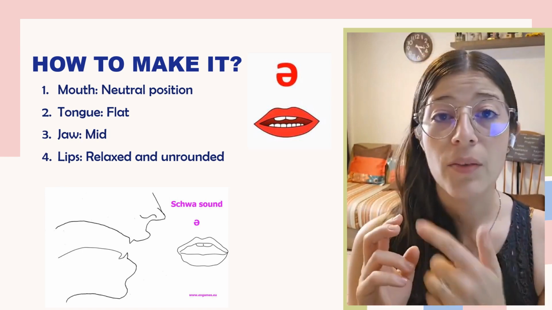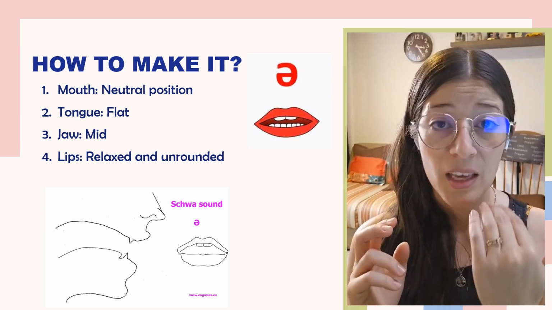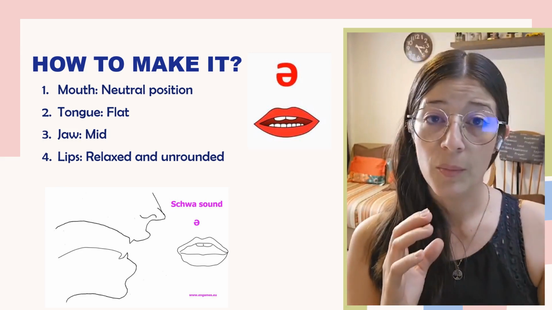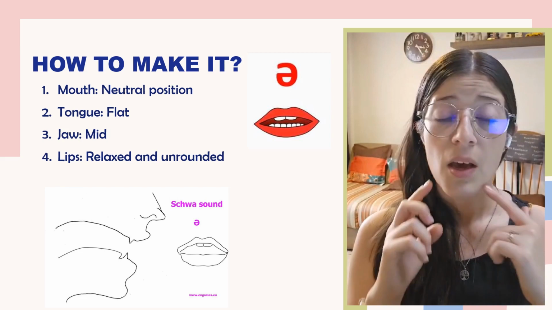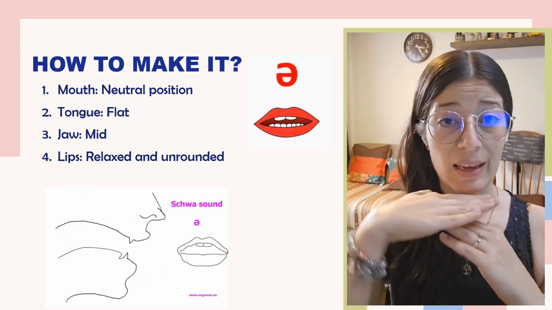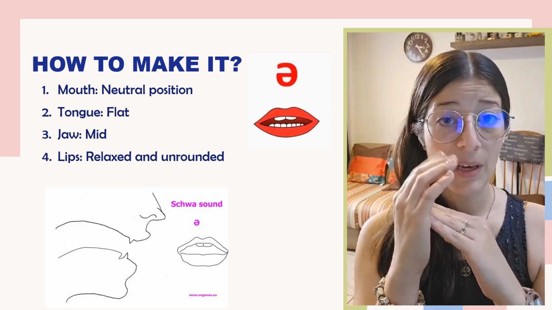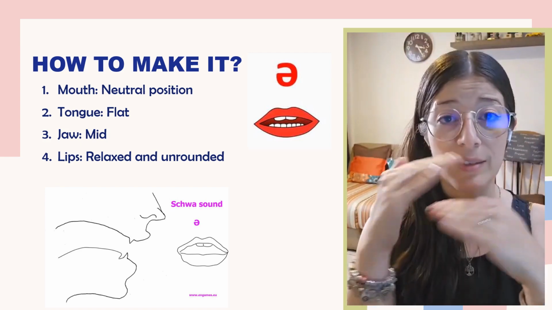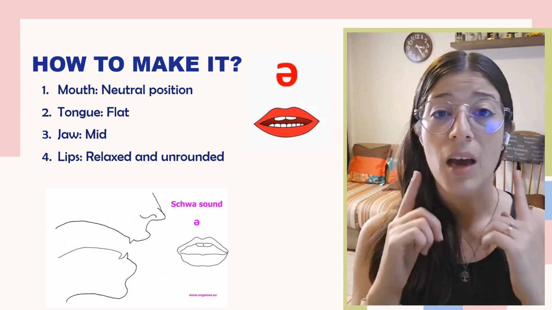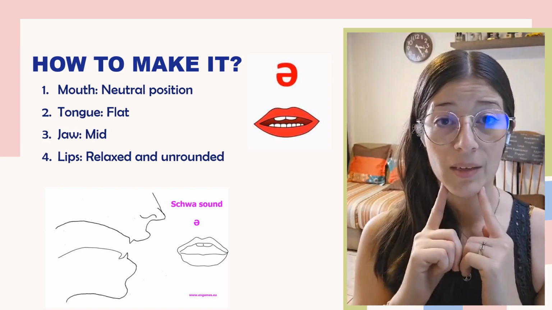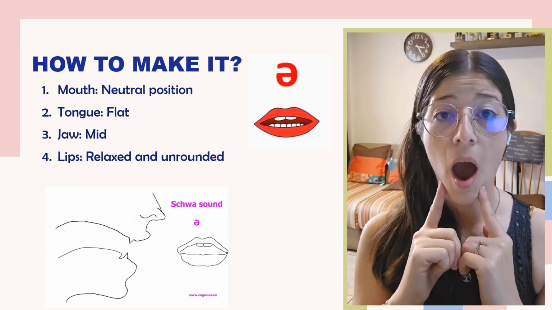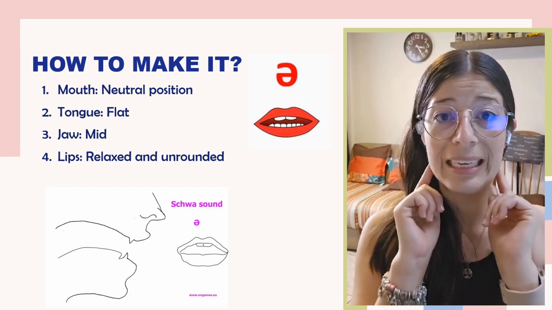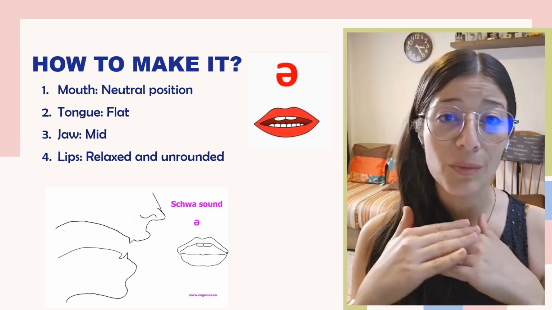Then we have the position of the tongue. Here our tongue is going to be flat, as you can see in the picture below. The tongue is flat. It's not up, it's not touching our teeth, it's not touching our gum ridge, it's flat. Then our jaw is going to be mid. It's not going to be wide open, and it's not going to be backwards. It has to be relaxed.